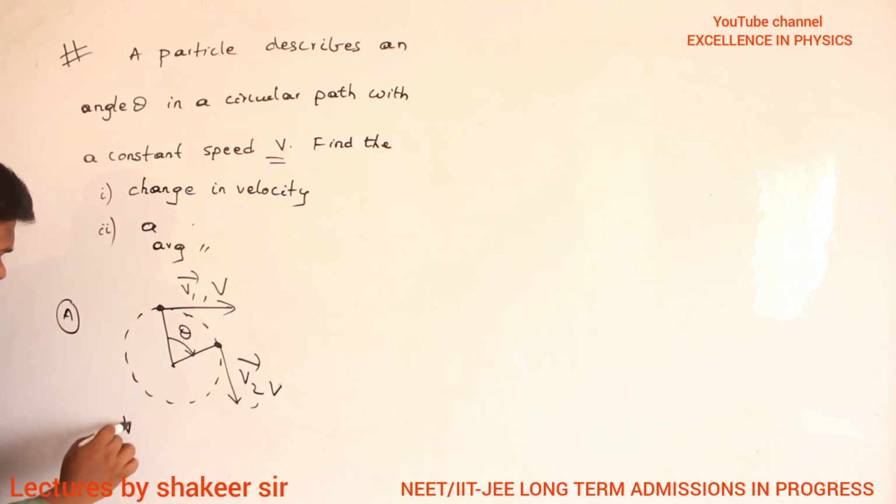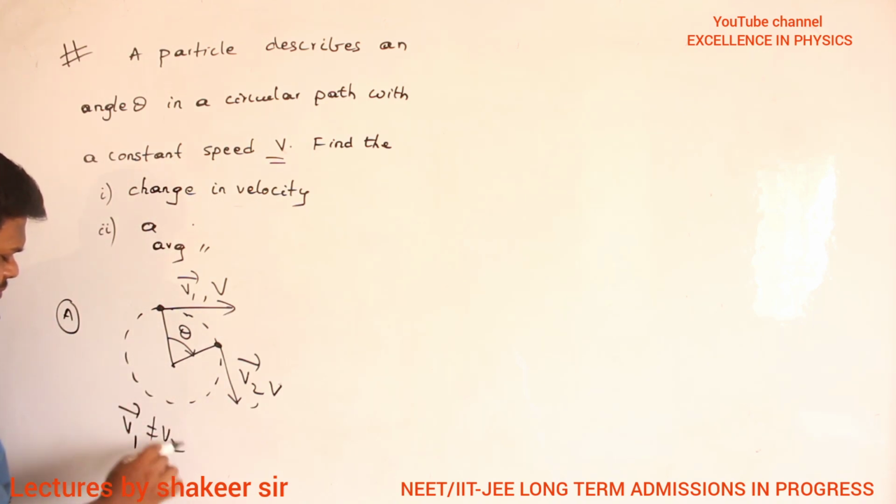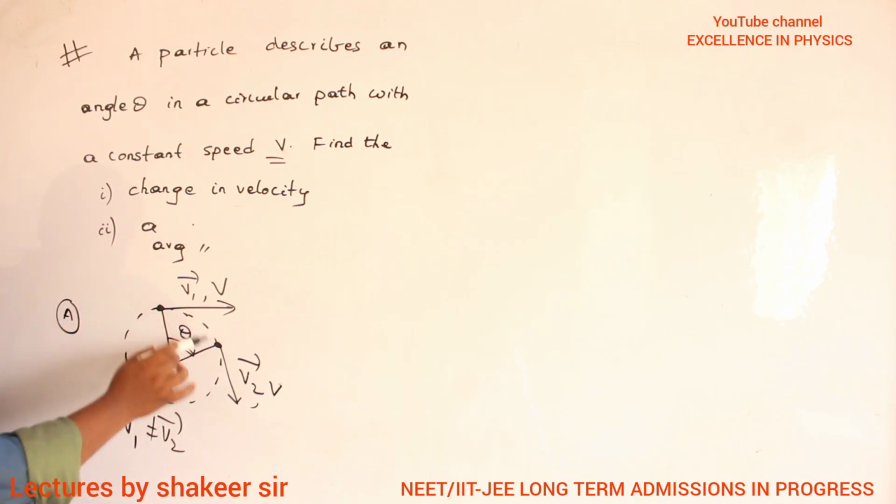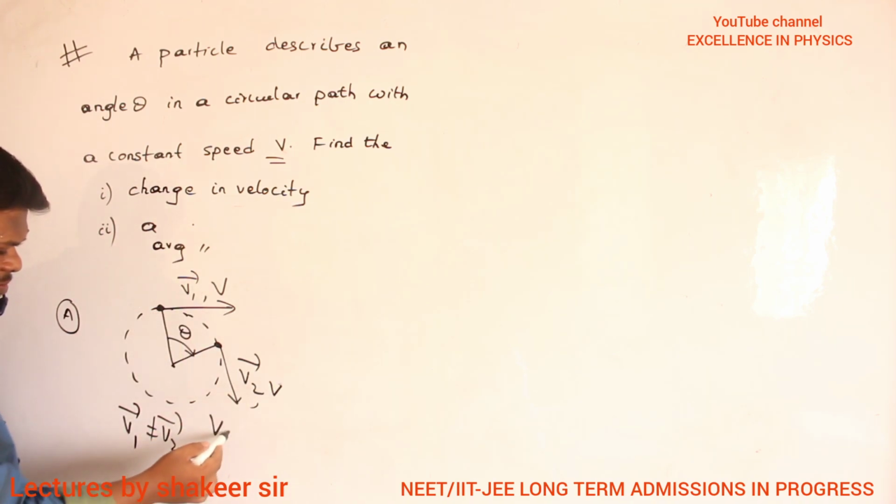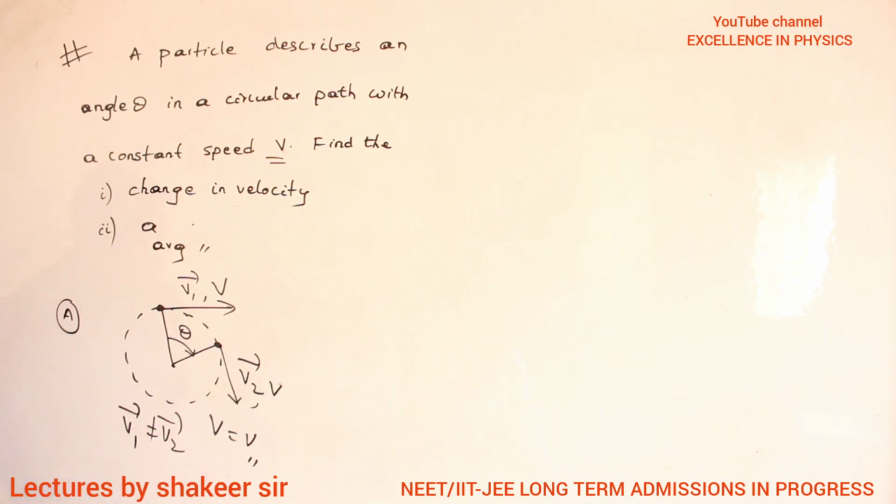So you can write v1 dash is not equal to v2 dash. It means this velocity and this velocity, they are not equal. But the speeds are definitely equal. So speed here is v, here is speed v, both of them definitely are equal. So that is the first point which you should understand. Are you able to understand?